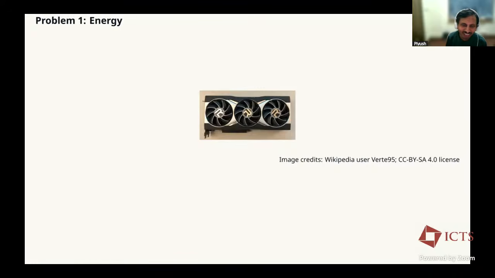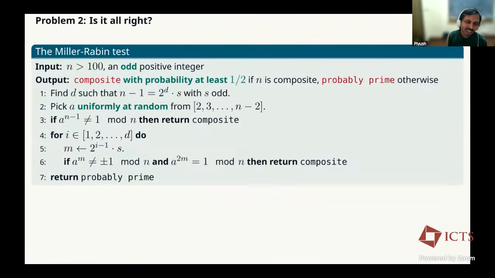So this is one question. And here's another, maybe more philosophical, question. Here's an algorithm. It's just one algorithm. Don't try to read it. There's something called the Miller-Rabin test for primality, and it very quickly checks whether a number is prime or not.